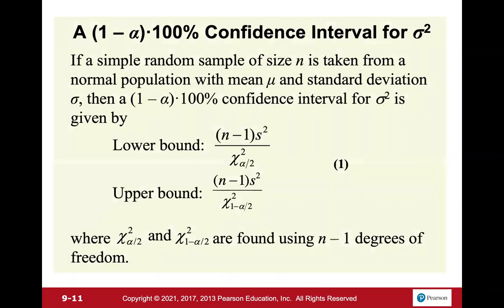All right, so a (1 minus alpha) times 100% confidence interval for our standard deviation or for our variance. So if a simple random sample of size n is taken from a normal population with a mean mu, standard deviation sigma, then a (1 minus alpha) times 100% confidence interval for our variance is given by this. So our degrees of freedom times our standard deviation. For the lower bound, we're dividing by chi-squared of 1 minus alpha over 2. For our upper bound, or I'm sorry, for the lower bound we're dividing by chi-squared of alpha over 2. And we're using n minus 1 degrees of freedom.